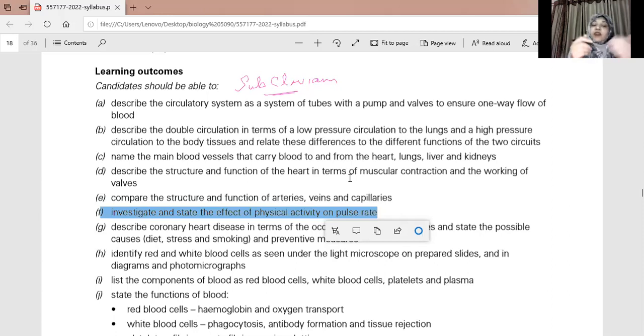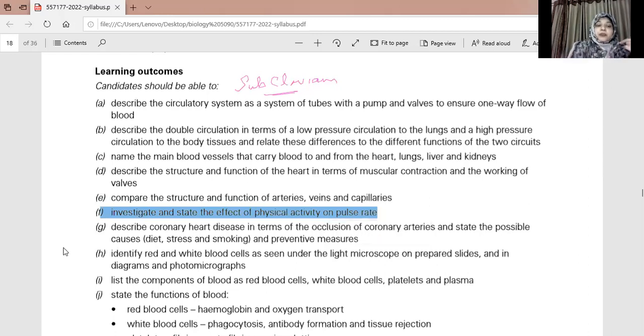Now the question is the effect of physical activity. For this purpose, they will give you the pulse rate before the physical activity, the pulse rate when the person is doing physical activity, and the pulse rate after it. This topic is a little bit related with the respiratory system, so I will explain it there also, because this topic needs the concept of oxygen debt also.